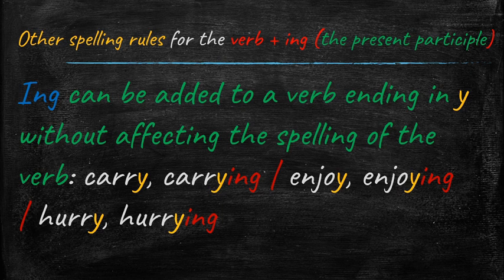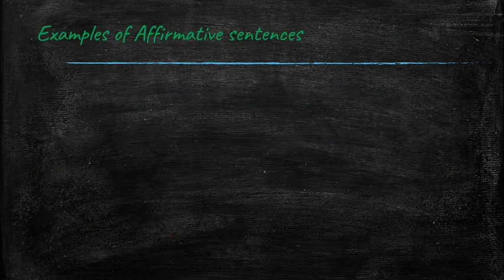ing can be added to a verb ending in y without affecting the spelling of the verb. For example, carry, carrying. So unlike the present simple, for verbs ending in y, in the present participle or in the present continuous, we just add ing. We change nothing. So enjoy, enjoying. Hurry, hurrying. Next, let's see some examples of affirmative sentences.